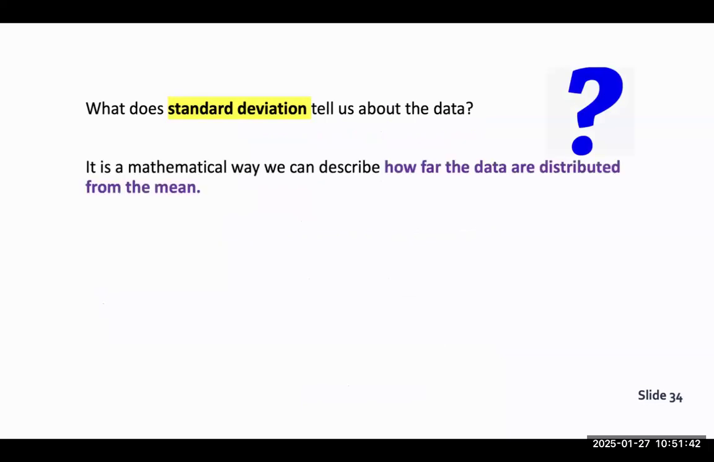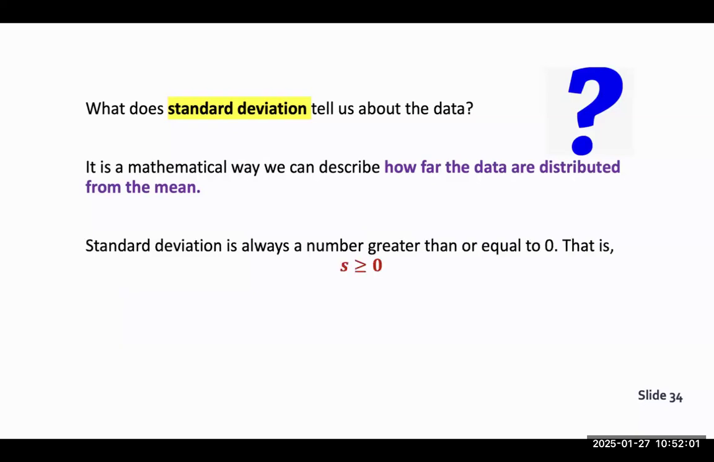It's a mathematical way that describes how far the data are distributed from the mean. So I'm going to give you a number, and that number can be interpreted as, the higher it is, the more things are spread out. And the smaller it is, the closer the data is to the mean. So standard deviation is always a number. We're going to use the letter S to represent standard deviation for a sample.